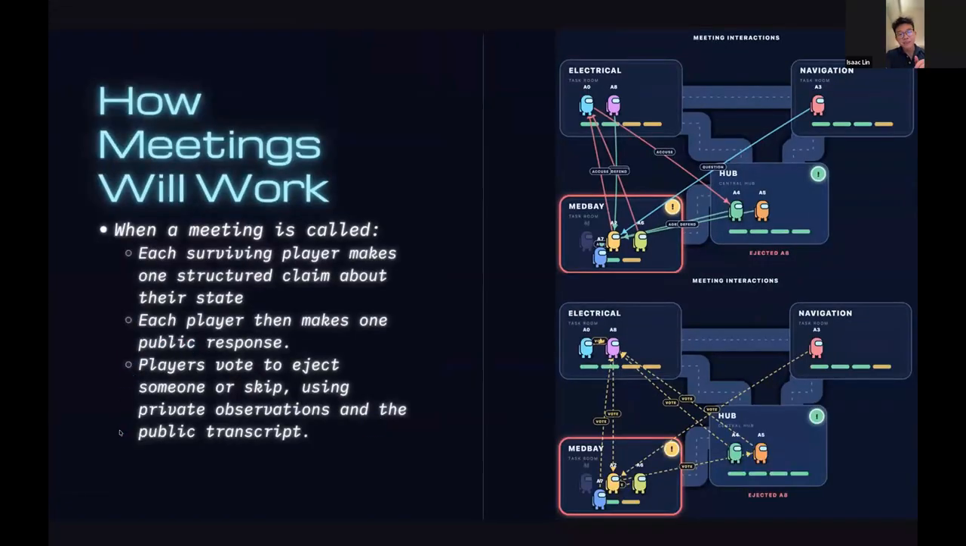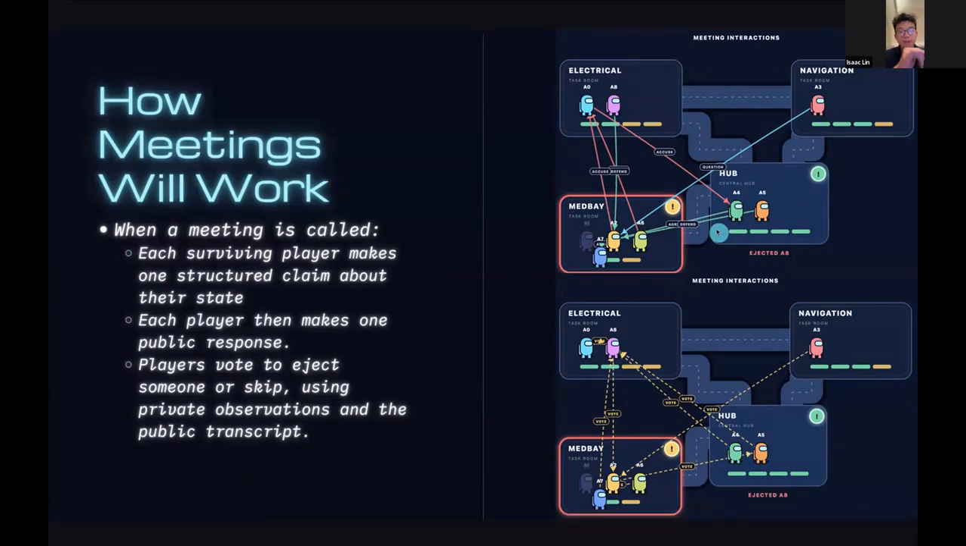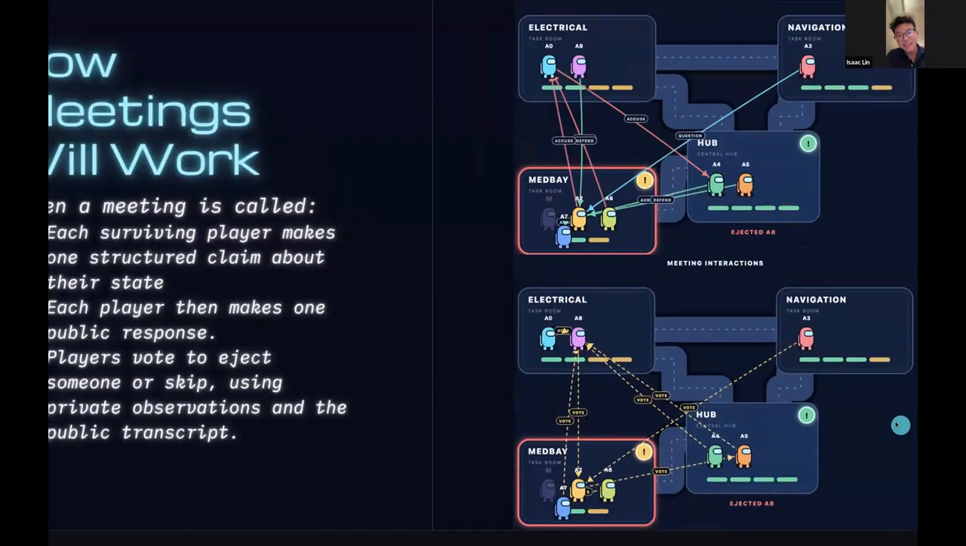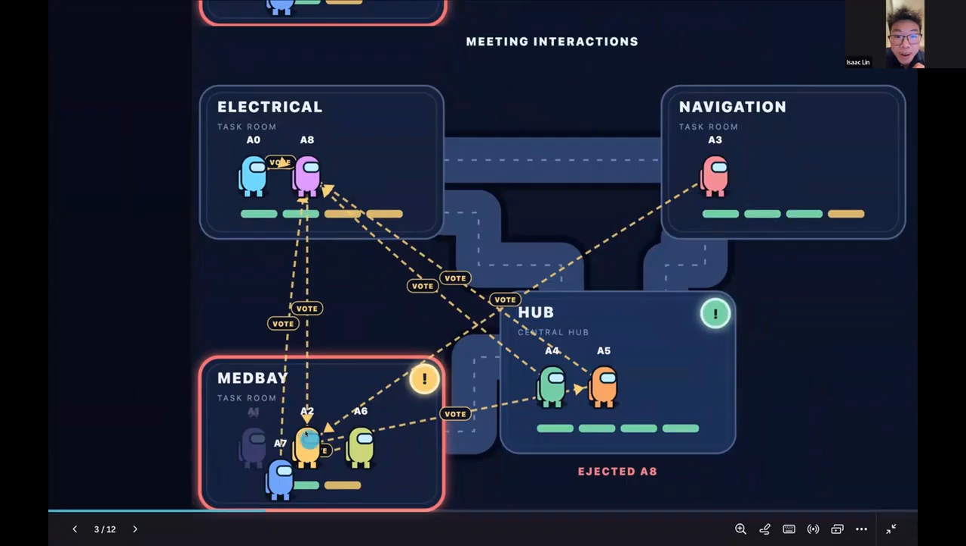Each of the agents will aggregate their private data known only to them, so their state, with the public data that was just communicated between the agents to make a decision. On the bottom right, you can see A3 voting for A2 or A5 voting for A8.